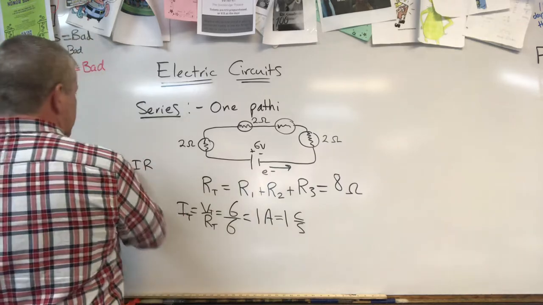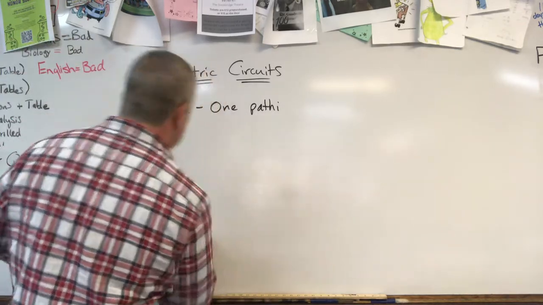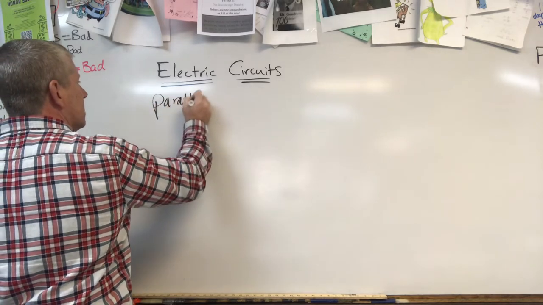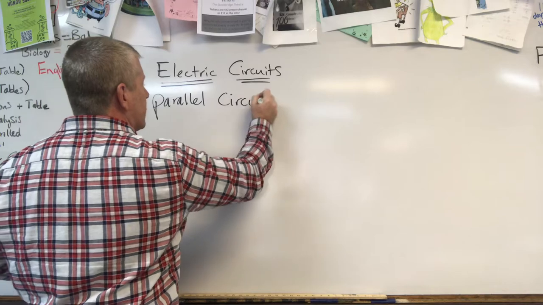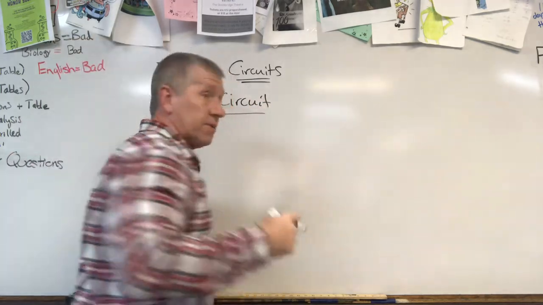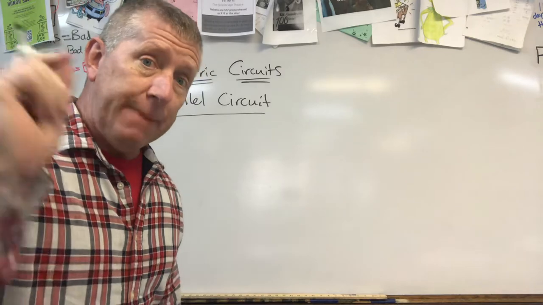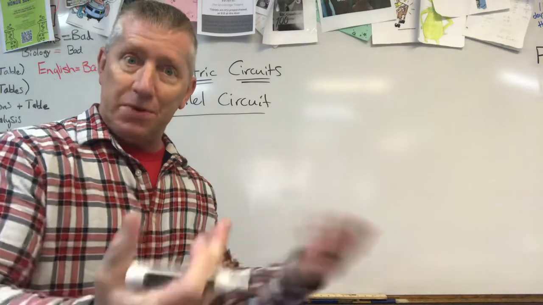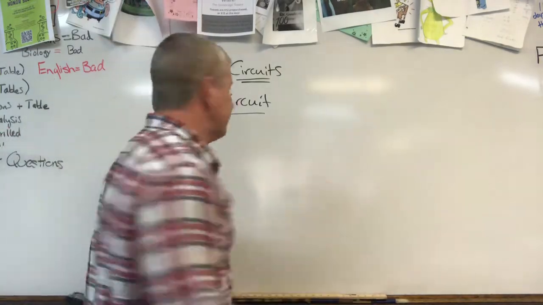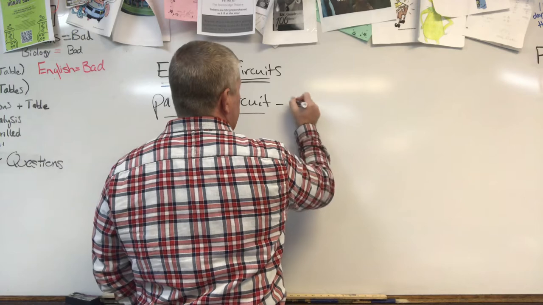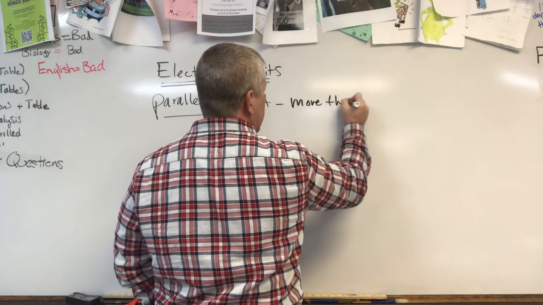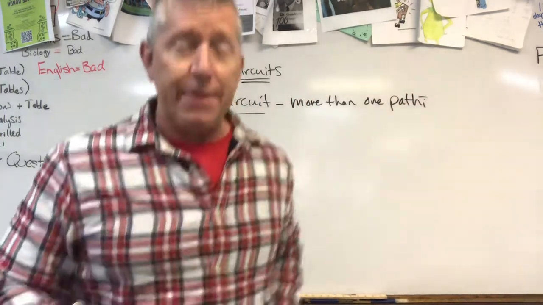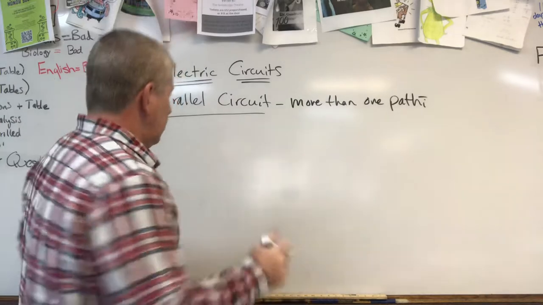Okay. All right, now, let's get rid of this. We're going to use the same elements, but we'll talk about a parallel circuit. Now, a series circuit is one path eye, then the parallel circuit is more than one path eye, which is plural for path, which makes sense now because we have more than one path, right? Mm-hmm. You get it. So, parallel circuit is more than one path eye. Okay, more than one path.